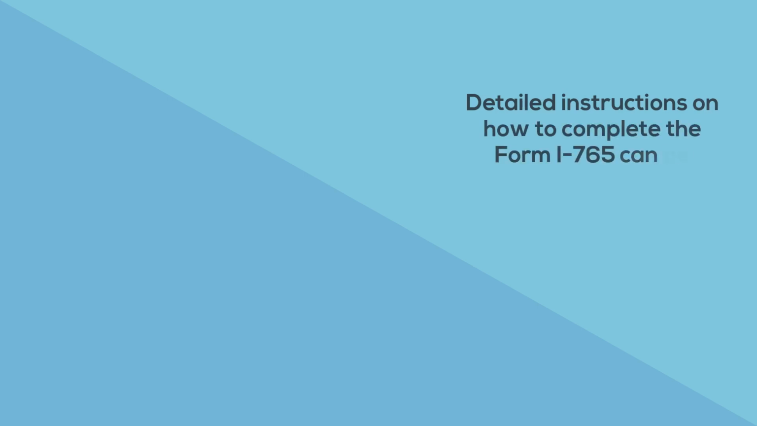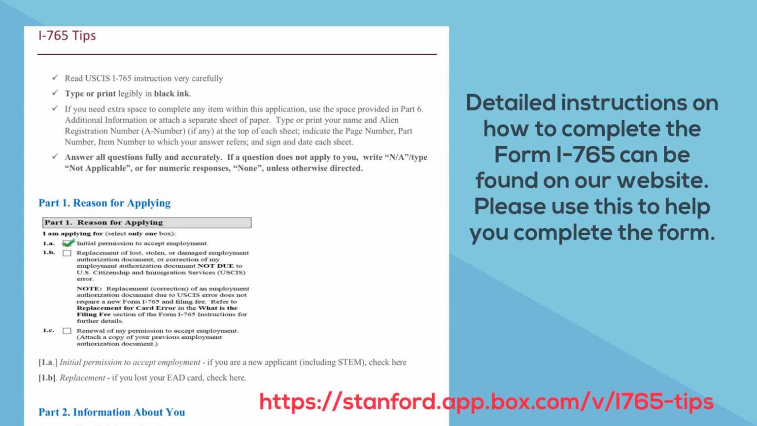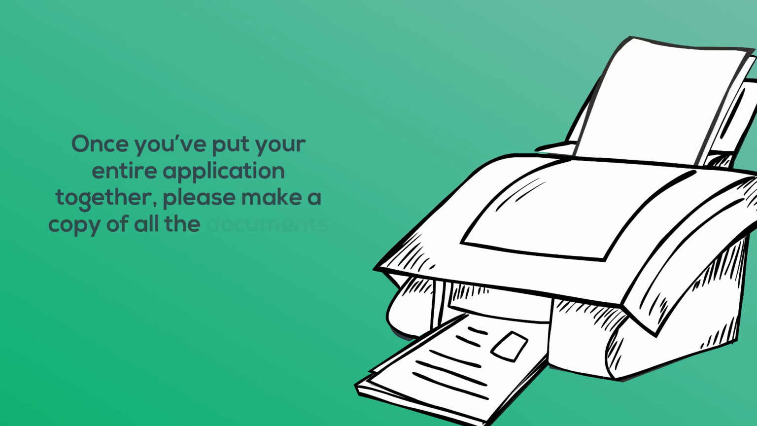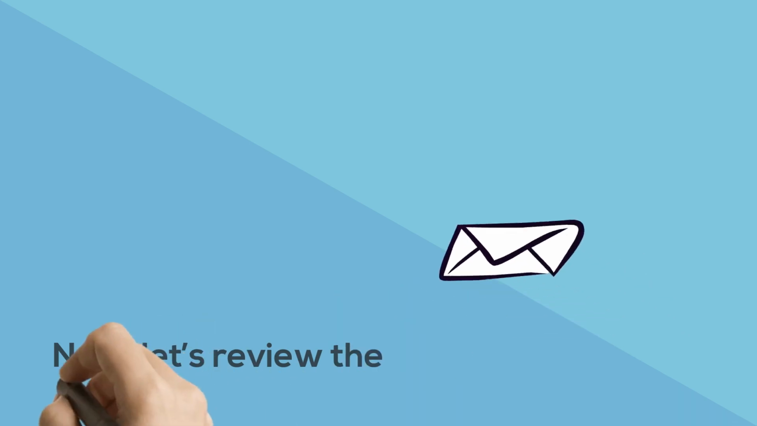Detailed instructions on how to complete the Form I-765 can be found on our website. Please use this to help you complete the form. Once you've put your entire application together, please make a copy of all the documents you are mailing so that you know exactly what was sent to USCIS. Now, let's review the mailing instructions.